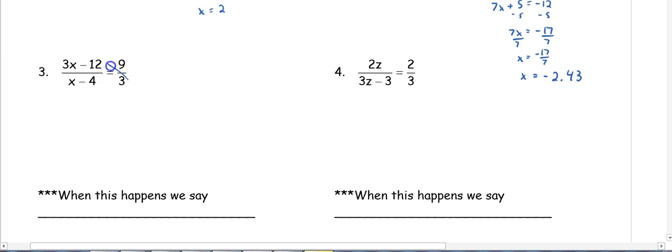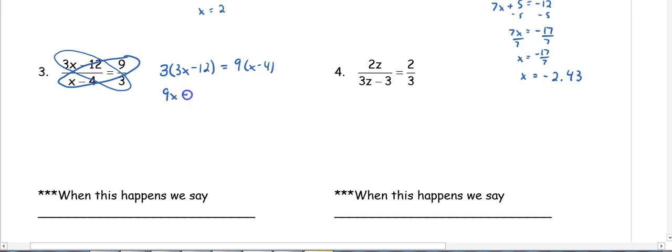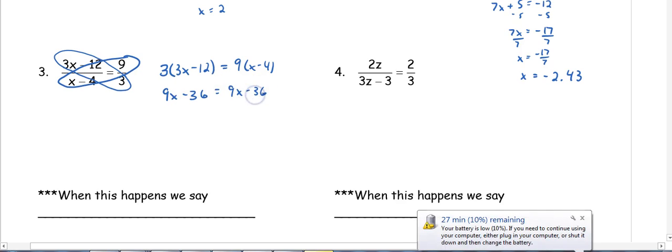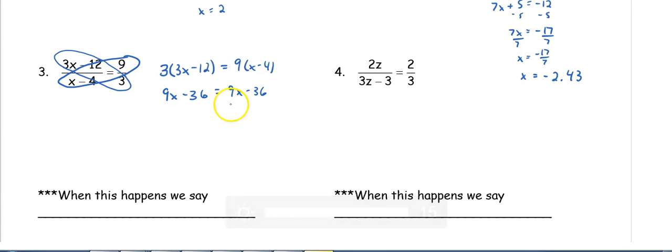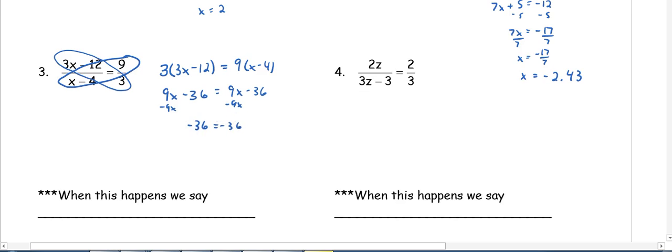Number 3, when I cross multiply, I have 3 times (3x minus 12) equals 9 times (x minus 4). So when we distribute, we get 9x minus 36 equals 9x minus 36. When we subtract 9x from both sides, the x's cancel out and we're left with negative 36 equals negative 36. Remember, when those numbers are equal to each other, we say this is infinitely many solutions.